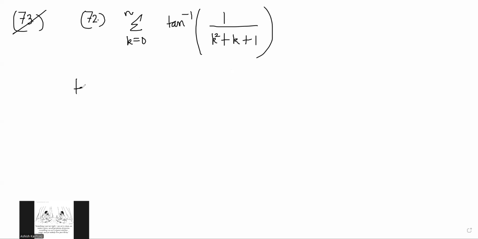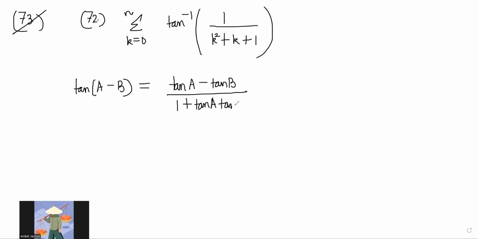you have to first realize there is a formula for tan of a minus b, right? It is tan a minus tan b by 1 plus tan a tan b. Okay, so this is a standard formula.